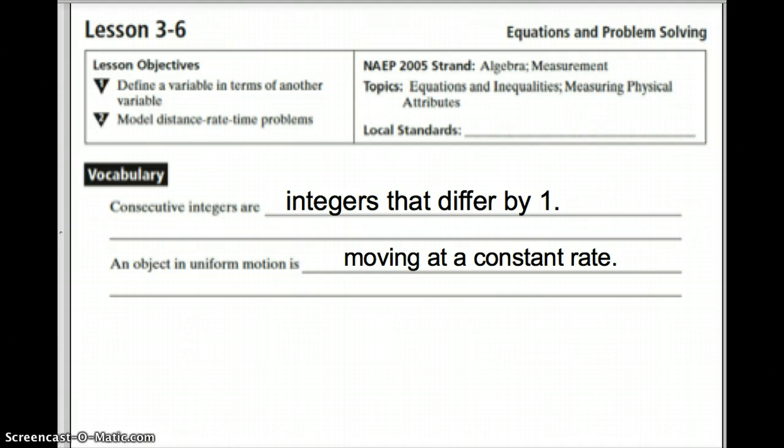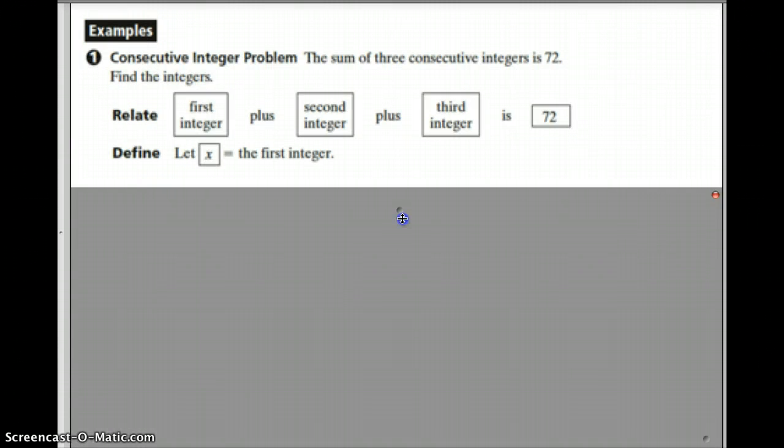All right, so let's try our first example. Here we have a consecutive integer problem. And it says the sum of 3 consecutive integers is 72. So notice here how I've defined x is the first integer. Well, if x is the first integer, what could we use to represent the second integer? Well, if they're consecutive, they differ by 1. So this integer is just going to be x plus 1. Well, what about the third integer? In relation to the first integer, remember it's plus 1, plus 2. So this is going to be x plus 2.